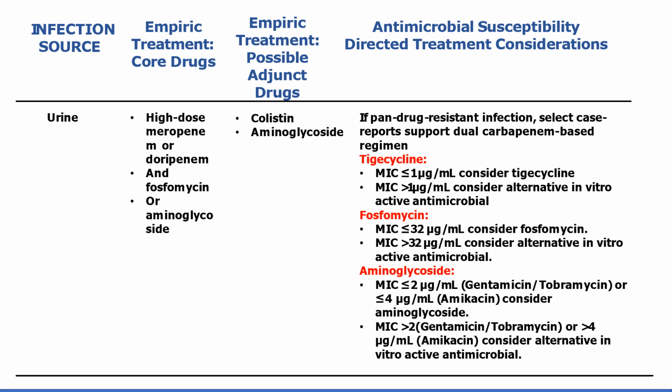The considerations include, if pan-drug resistant infection, then select case reports support a dual carbapenem based regimen. If tigecycline MIC is less than 1, then consider tigecycline. If the MIC is more than 1, then consider an alternative. Fosfomycin MIC less than 32, consider fosfomycin. If more than 32, consider an alternative. Aminoglycosides MIC less than 2 for gentamicin or tobramycin, or less than 4 for amikacin, then consider aminoglycoside. If MIC is more than 2 or more than 4 accordingly, then consider an alternative.